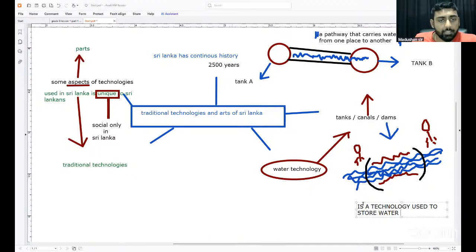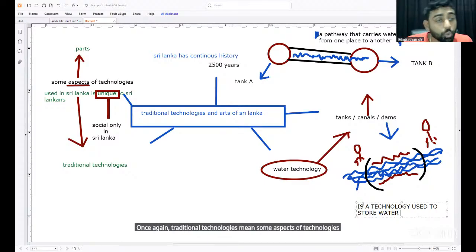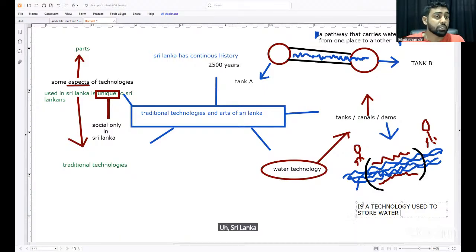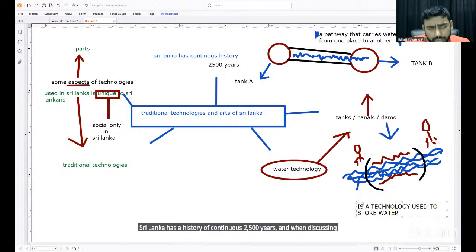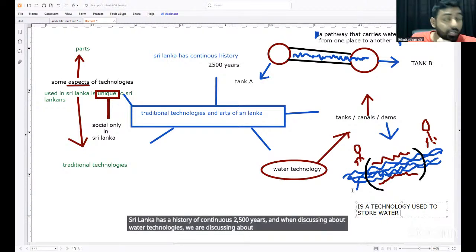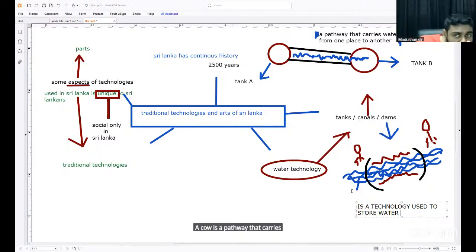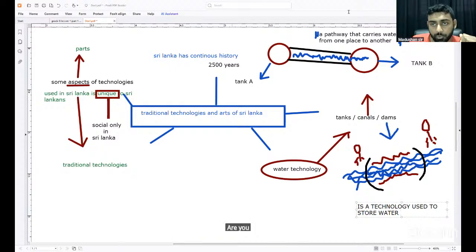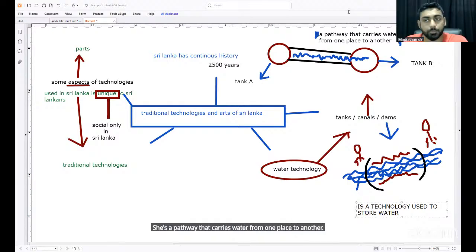And once again, traditional technologies mean some aspects of technologies used in Sri Lanka that are unique to Sri Lankans. And Sri Lanka has a history of continuous 2,500 years. And when discussing water technologies, we are discussing tanks, canals, dams. A canal is a pathway that carries water from one place to another, and a dam is a technology used to store water. Are you clear up to this place?